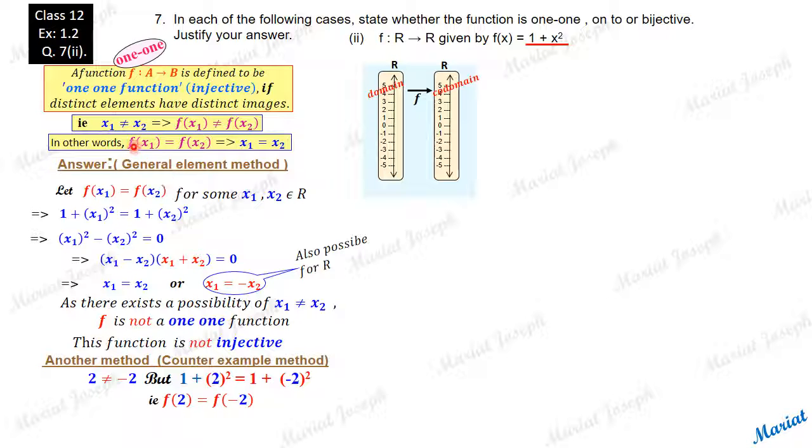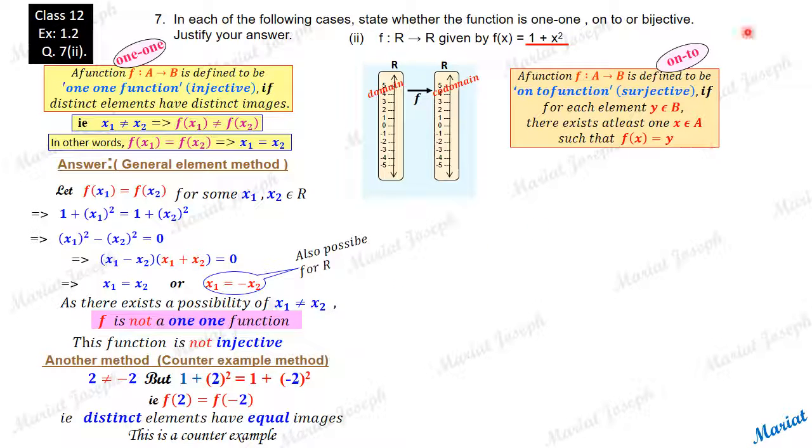So when we took two numbers unequal, it could not imply that the images are unequal. We are getting the images equal instead. So this numerical example goes against the definition. So we treat this numerical example as a counterexample. And we conclude that the function is not one-one function.